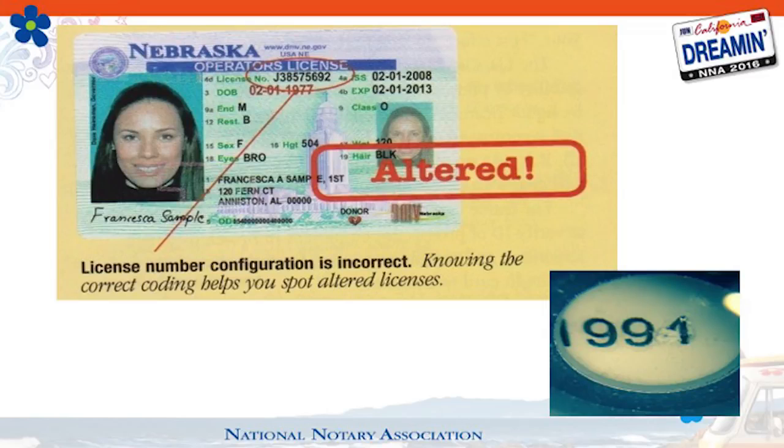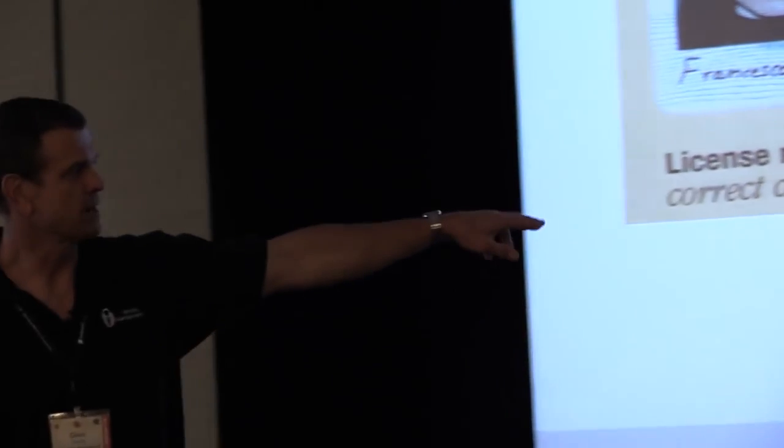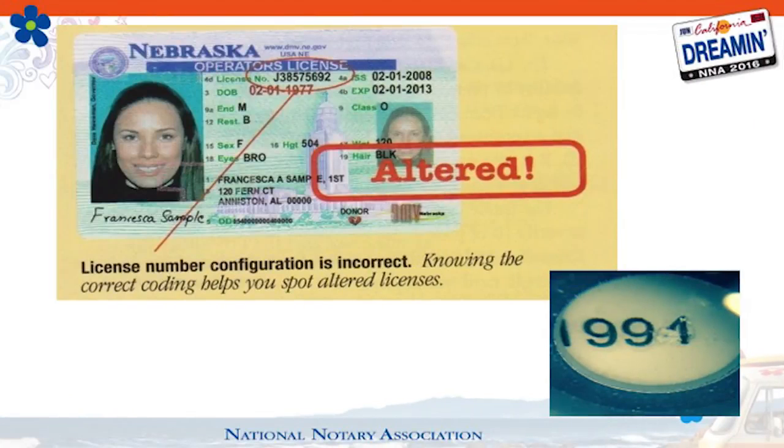Why would you change your driver's license number? What do they want from you when you write a check? They want your driver's license number. They're going to write that on the back, so if that check bounces, they know how to get a hold of you, right? They ain't going to find her with that J. Doesn't exist. In the bottom over here, you can see how they changed a 1994 to a 1991. If you didn't have a microscope, you wouldn't be able to see that.